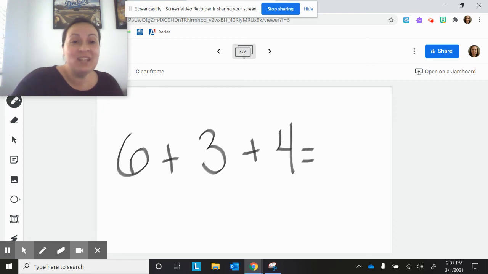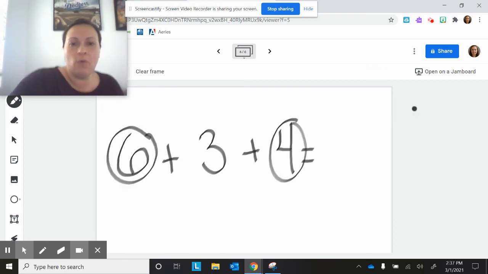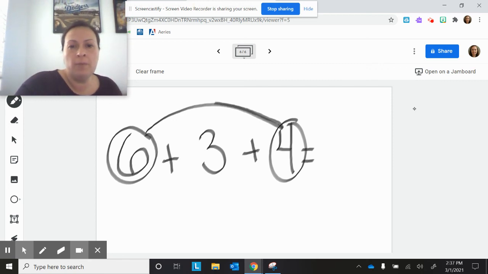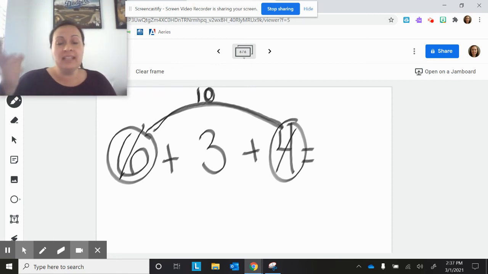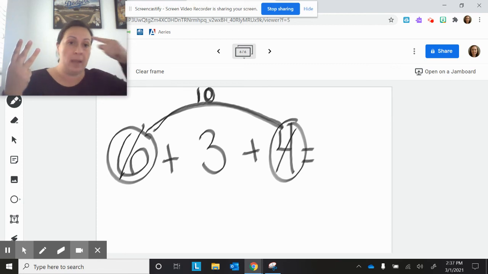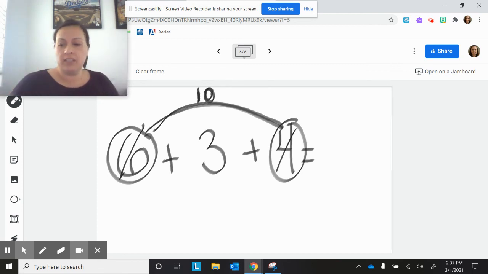All right, so which two make a rainbow of 10? Yes, 6 and 4. I'm going to connect them with a rainbow. 6 and 4 make 10. Now all I have to do is add 10 plus 3 more. So I'm going to tap myself with 10, 3 fingers up. 10, 11, 12, 13. 13. Good job, boys and girls.